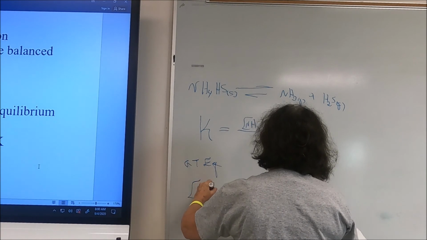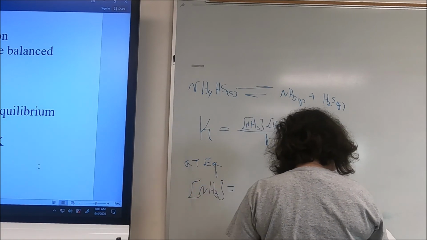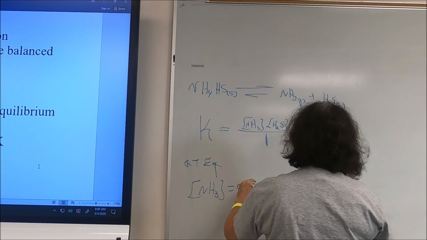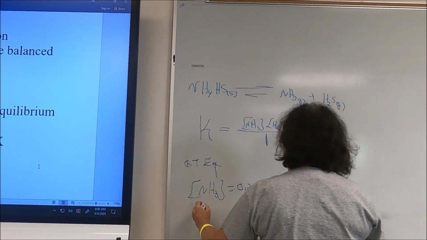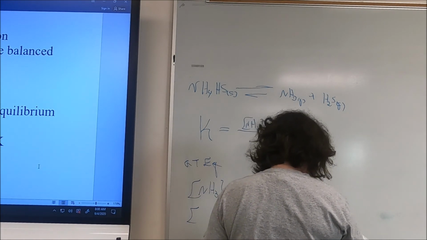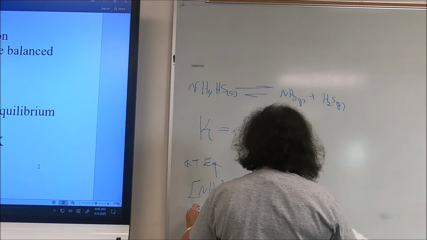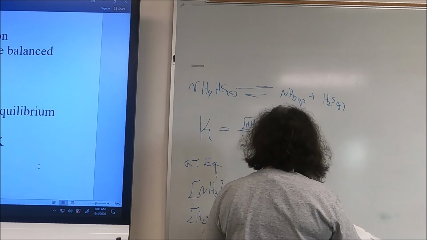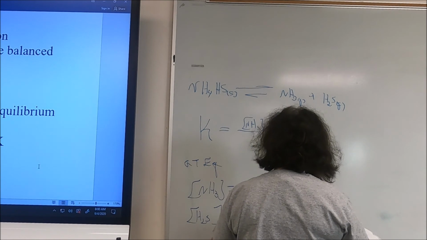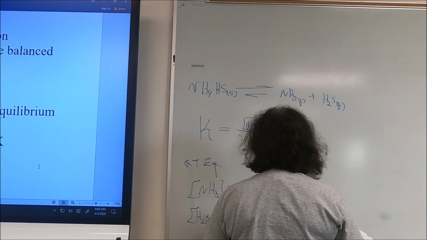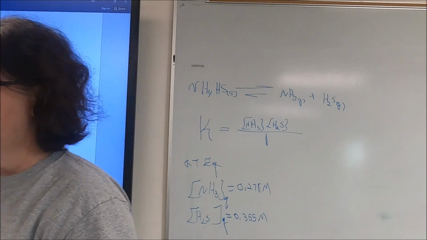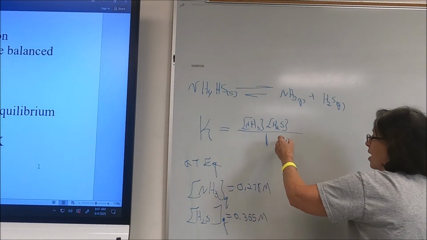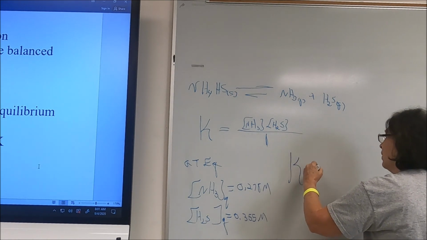the concentration of ammonia is 0.278 molar, and the concentration of H2S is 0.355 molar. Okay? So all I have to do is take these equilibrium concentrations and plug them into the K expression.